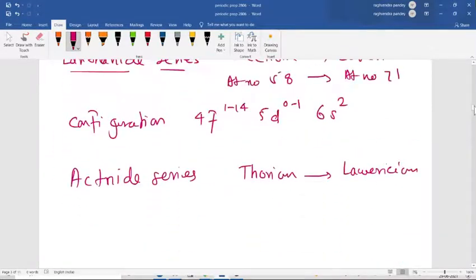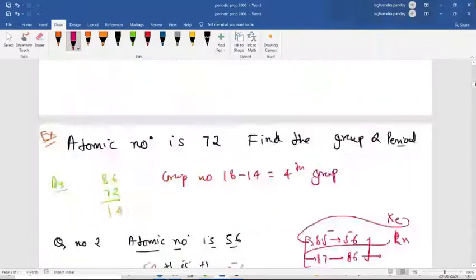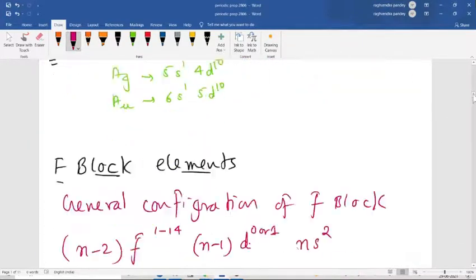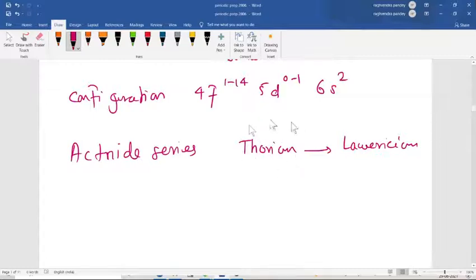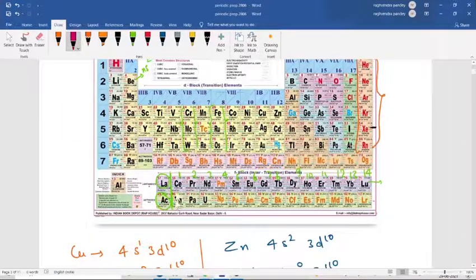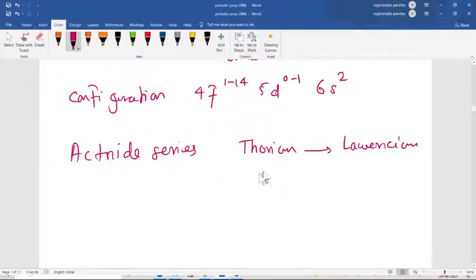So the last line is thorium to lawrencium. Now the actinide series: thorium is 90, uranium is 92, and it goes up to 103. So 90 to 103.